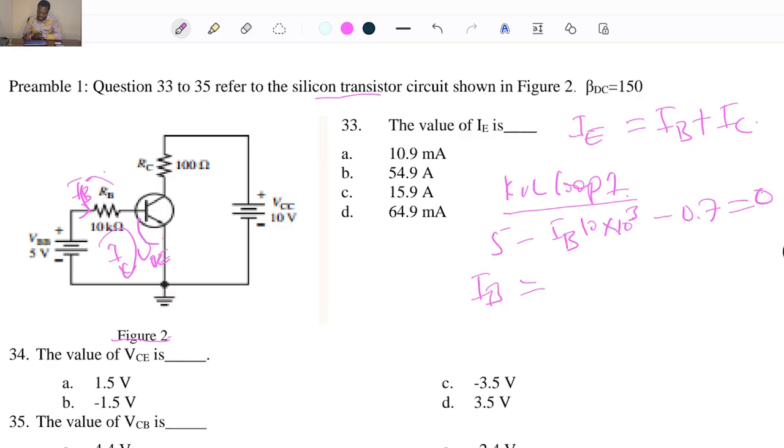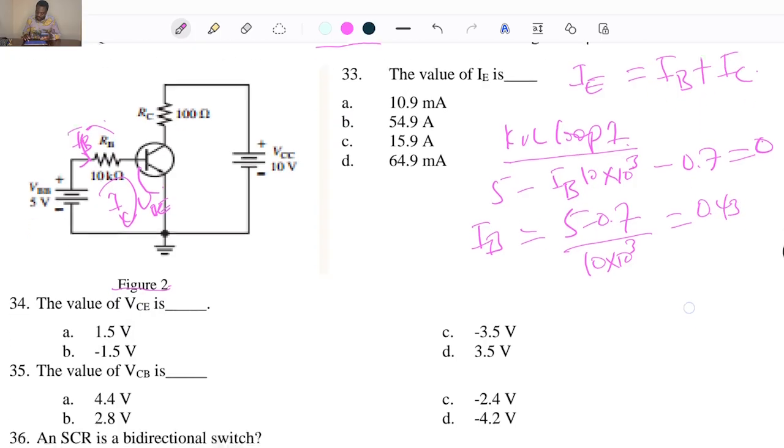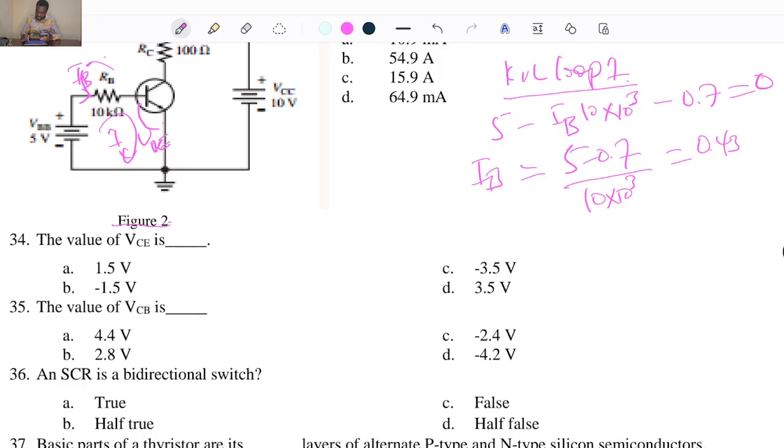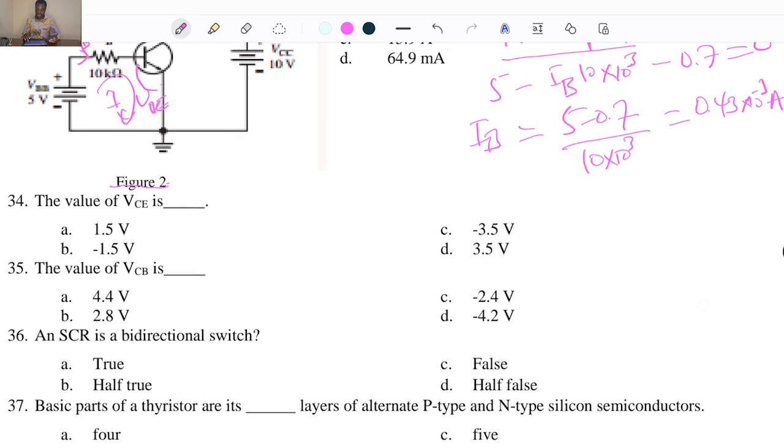So the base current becomes 5 minus 0.7 over 10 raised to the power 3. So 5 minus 0.7, we get 4.3. Then we divide this by 10. That gives us 0.43. We bring the 10 raised to the power 3 up, it becomes milli, 10 raised to the power minus 3. So we have this for IB.